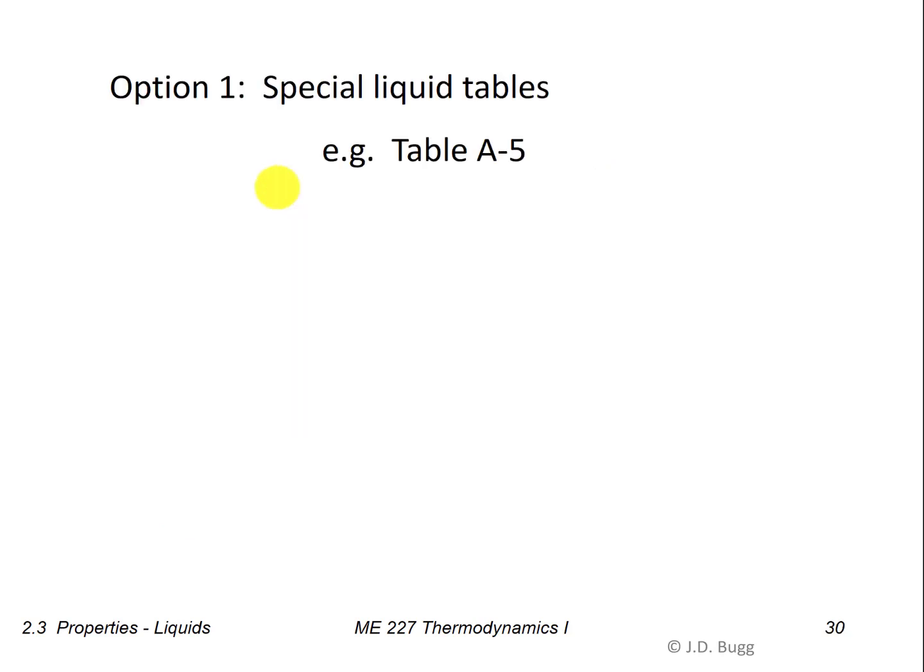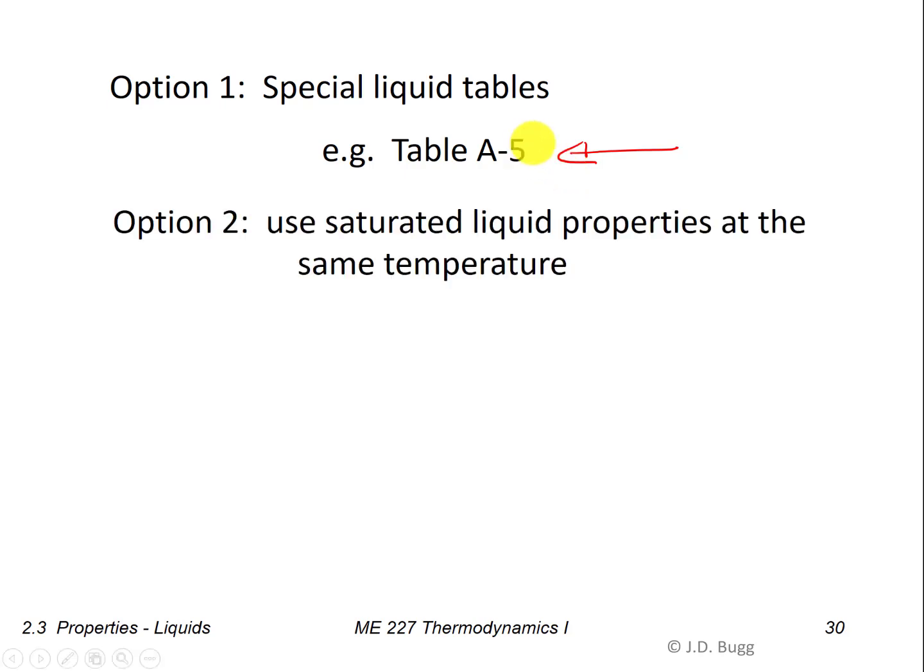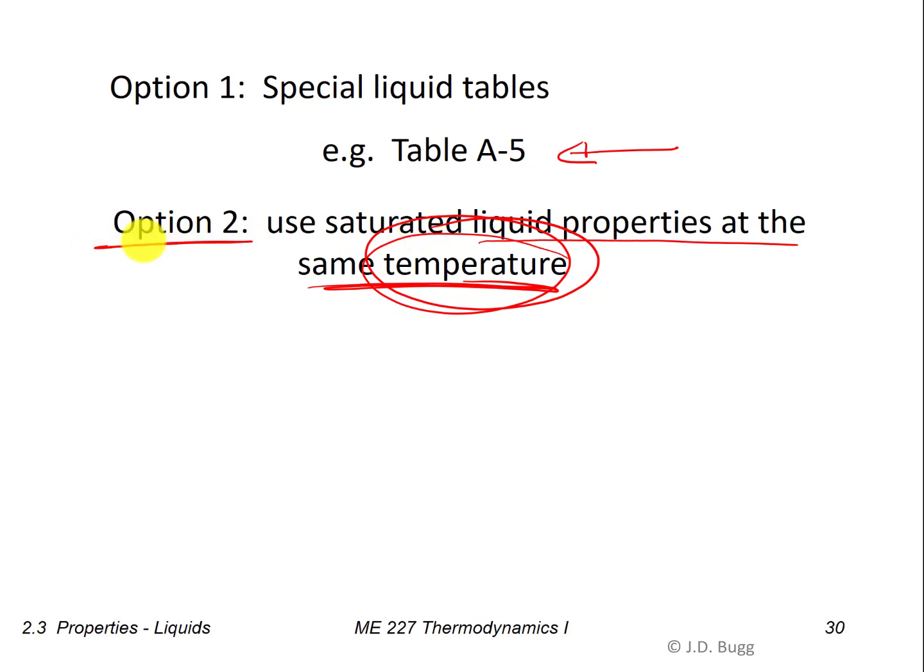Now, how do we find properties for compressed liquids? Well, we have two options available to us. The best option, the most accurate option, is to use special tables that are constructed for subcooled or compressed liquid. And the example of that you have in your textbook is table A5. Another option that we use a lot of the time is to use saturated liquid properties at the same temperature. So it's very important to realize that it's the temperature that we need to pay attention to if we're going to use this second option.